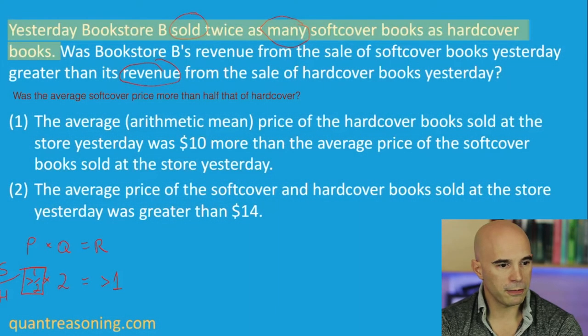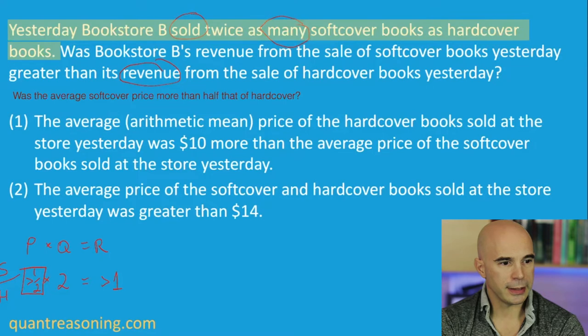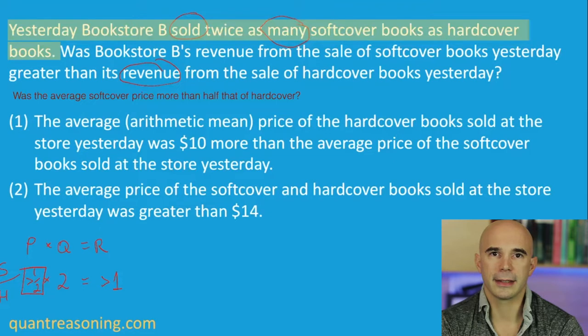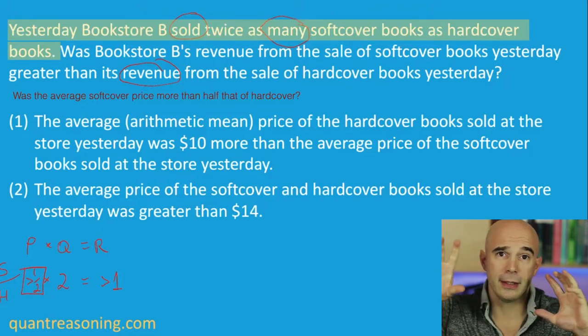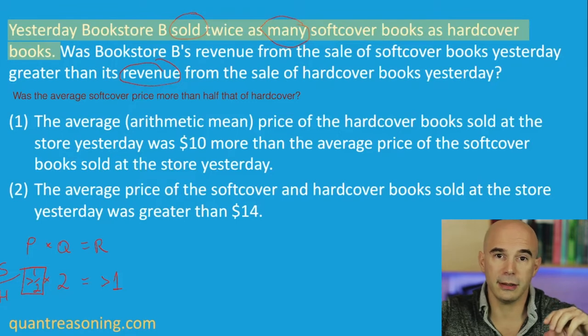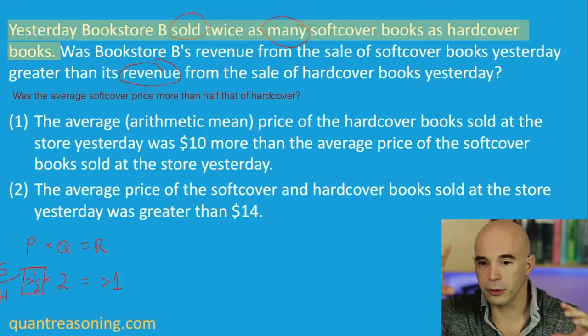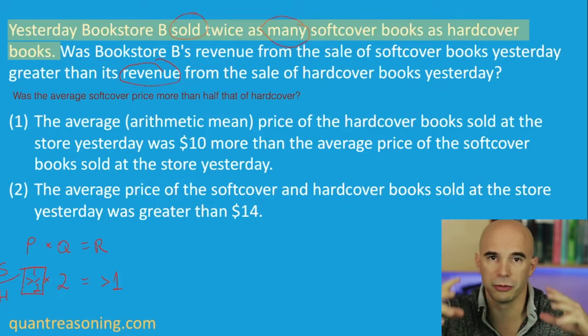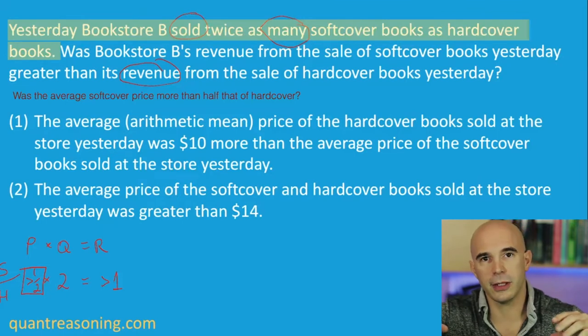So most of you prefer to start with statement 2. Is that because it's fairly easy for you to see that statement 2 doesn't stand a chance of being sufficient on its own? It's giving us the overall average price. So I guess we could say based on that, that the softcover average and the hardcover average are on two sides of 14, right? One of them is going to be below 14 and the other is going to be above 14 because the overall average is at exactly 14.